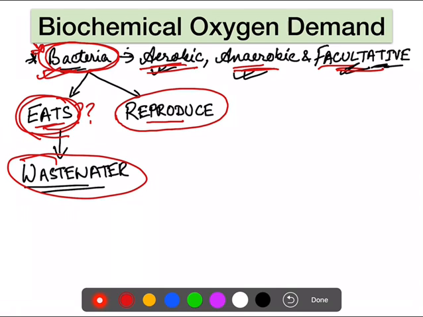Now I'm going into the wastewater. The bacteria cannot eat wastewater itself, right? So it has to eat something which is present inside the wastewater. I want to clarify this a little bit: the bacteria eats something which is present inside the wastewater. That will be a very good point.